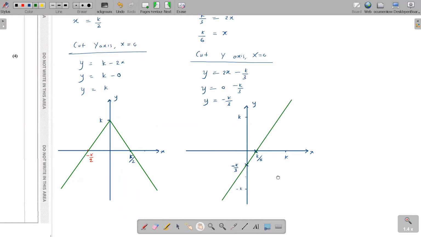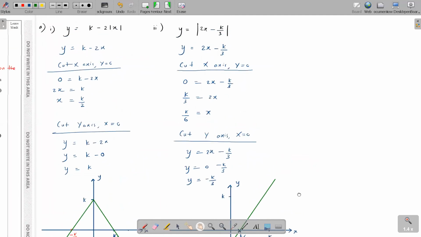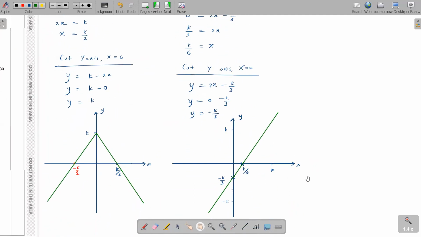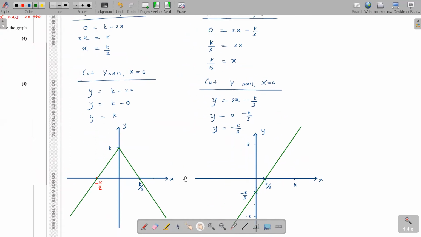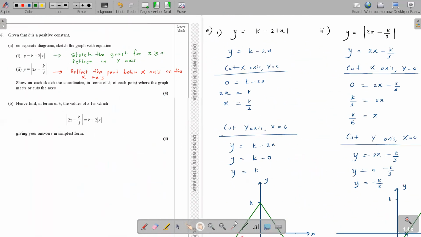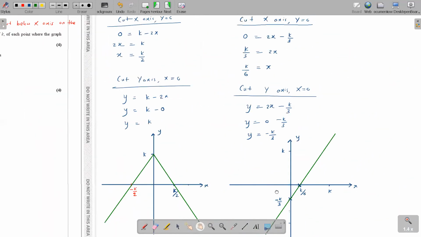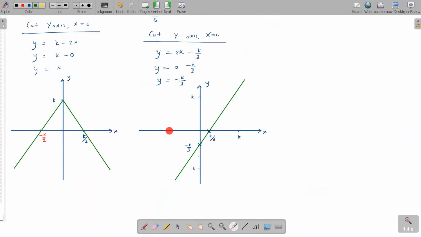So basically, this is the (2x minus k) over 3, the simple straight line. But now what's the rule I told you when you're drawing the full modulus graph? You reflect the part below your x-axis to above the x-axis. So what's the part below your x-axis? This is the x-axis. I think you can see this entire section is below the x-axis. Can you all see? This entire part of the graph is below the x-axis. So that full part should be reflected up, should be going up.